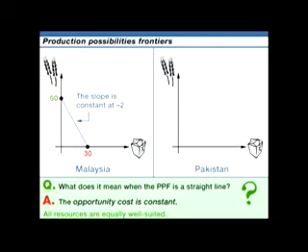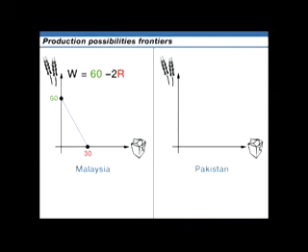Alternatively, if we hadn't wanted to use the numbers and plot the points from over in the diagram, we could have used the formula for Malaysia's production possibilities frontier. This is the formula that I used to get those numbers to begin with. Before I started this example, I wrote down this formula because it's what I wanted my production possibilities frontier to look like. If I'd given you this formula to begin with, you could have simply plotted the equation. Here's the formula for Malaysia's production possibilities frontier. Wheat is equal to 60 minus 2 times the amount of rice that Malaysia produces.